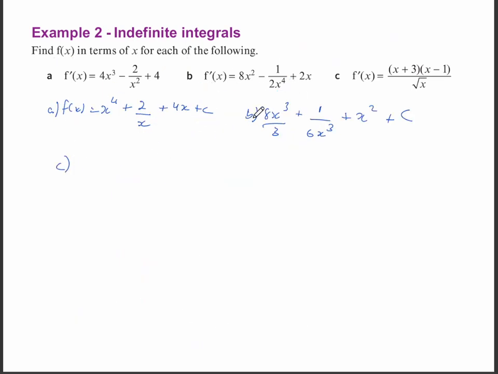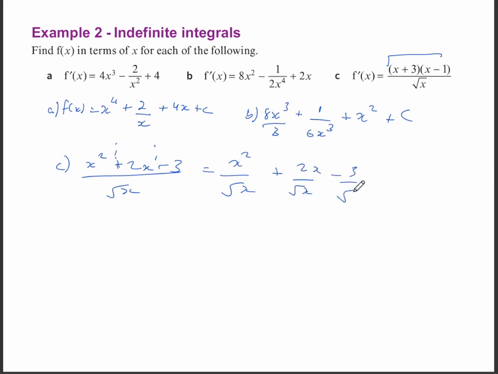So for c, what we will do first is expand the numerator. We will get x squared plus 2x minus 3 all over root x. Then what we can do is separate all the terms and make them individual. So x squared over root x plus 2x over root x minus 3 over root x.